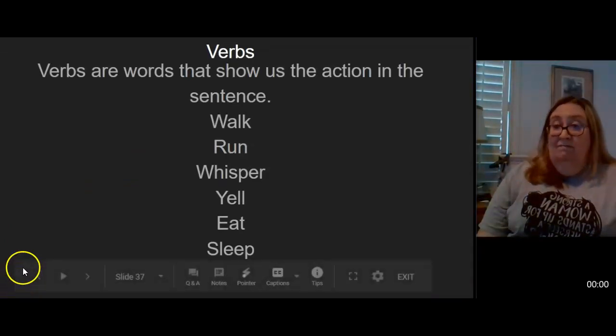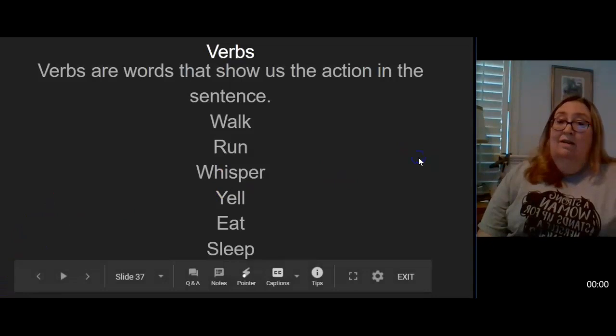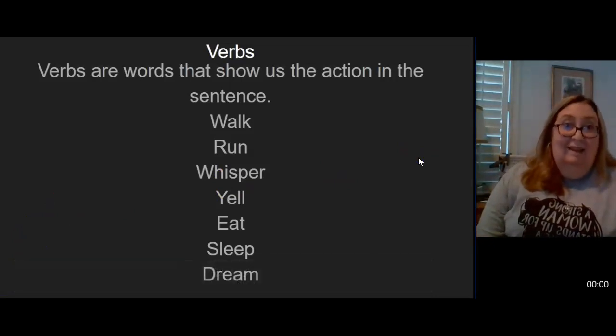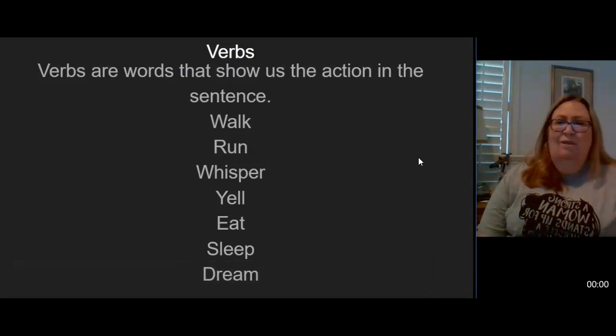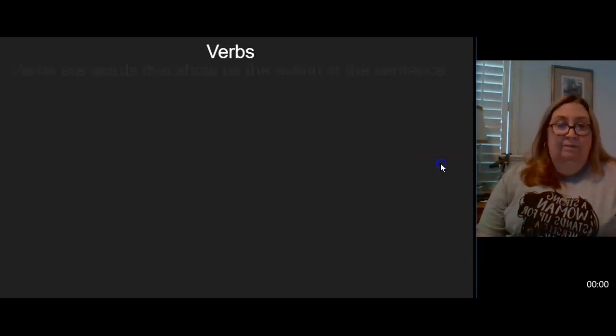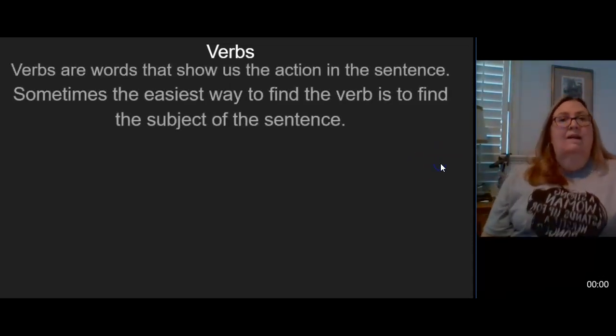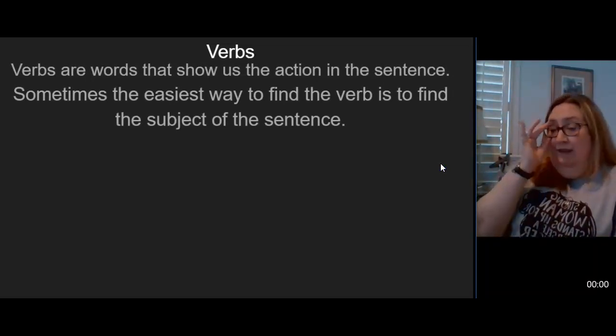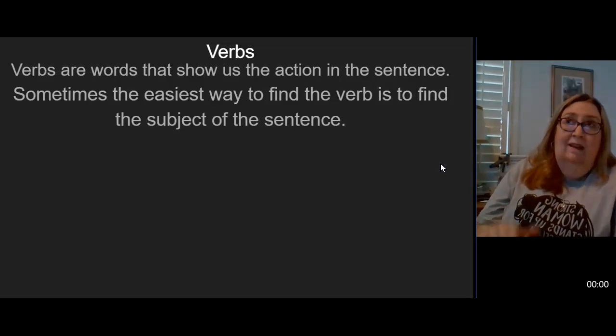And when we're sleeping, we can dream, which I'll show you in just a second. There it is. Okay, so all of those words are verbs. They're things we can do. Sometimes the easiest way to find the verb in the sentence is to first find the subject of the sentence.